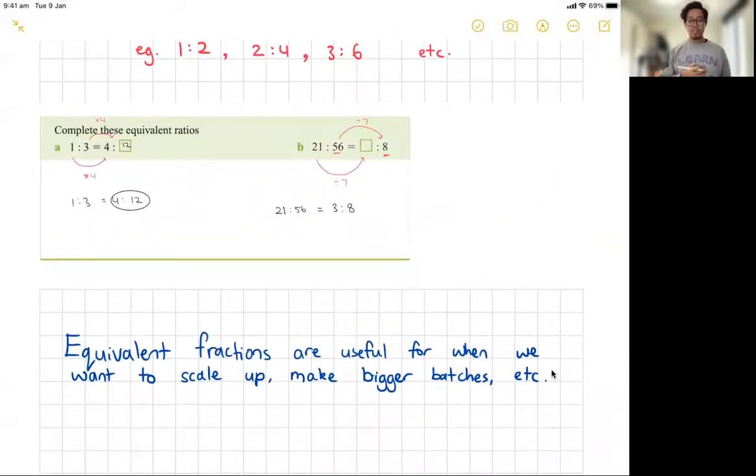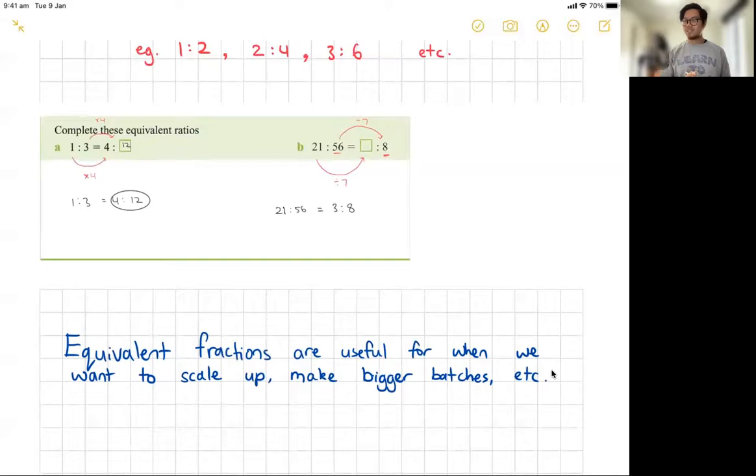They're useful when we want to scale things up. If you remember from last time, my coffee ratio was 1 to 15, right? But I don't want 1 gram of coffee and then 15 grams of water. That's going to give me 15 grams of coffee. What am I going to do with that, right? What I want is a decent amount of coffee. So I changed it from 1 to 15. I changed it from 30 to 300.